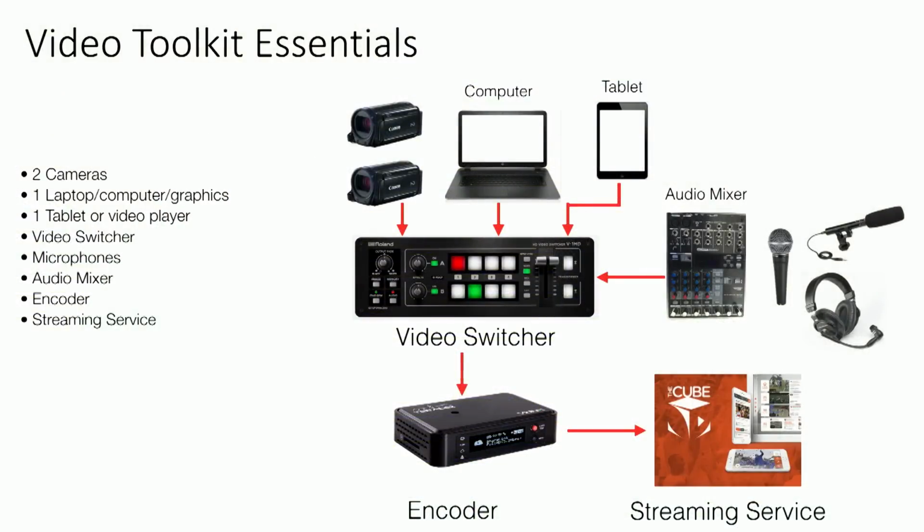Okay, so let's talk a little bit about the Video Toolkit Essentials for what you need for streaming school events. So some of you might be streaming already. You might be using maybe one camera. Well, we recommend 2 cameras. So 2 cameras gives you a different point of view. And so getting 2 cameras is a great way of making your content more favorable, or easier to watch.